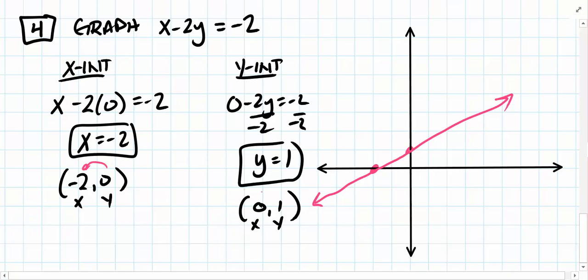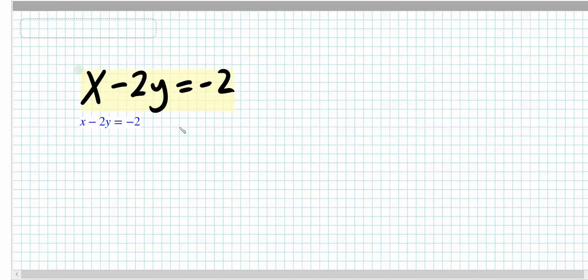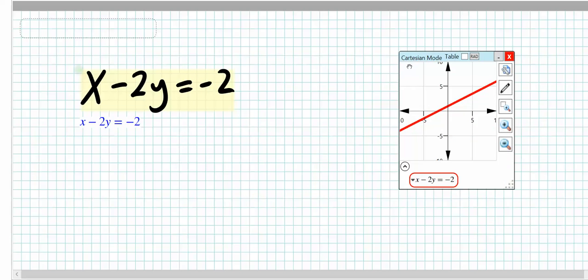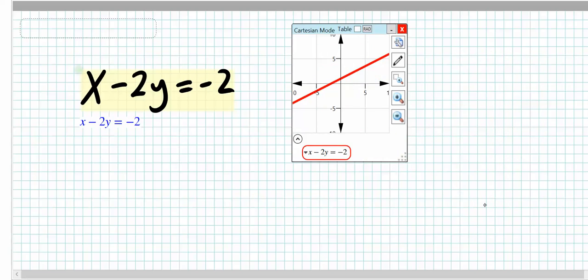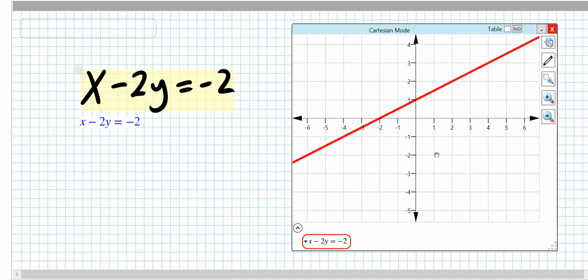All right. So to check really quickly, we have x minus 2y equals negative 2. Let's make sure we all have the same graph here. Let's make sure that our graph looks like their graph. Yes, absolutely, it's always a good idea to check. Look, you can clearly see the intercepts are exactly what we got as well: negative 2, 0, and 0, 1. So that graph and this graph look the same. I like that app.